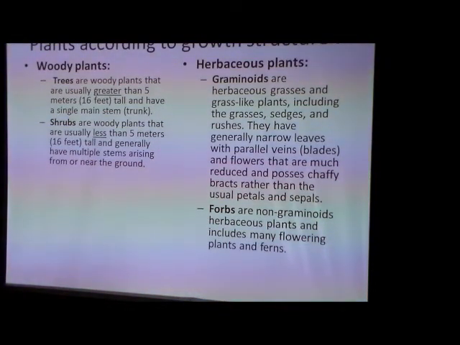They also divide plants into woody plants and herbaceous plants. Now, this is another division that doesn't even necessarily divide monocots and dicots, because woody plants, trees and shrubs, are all going to be dicots. But half of your forbs are going to be dicots and half of them are monocots. But all your grasses are going to be monocots, for the most part.